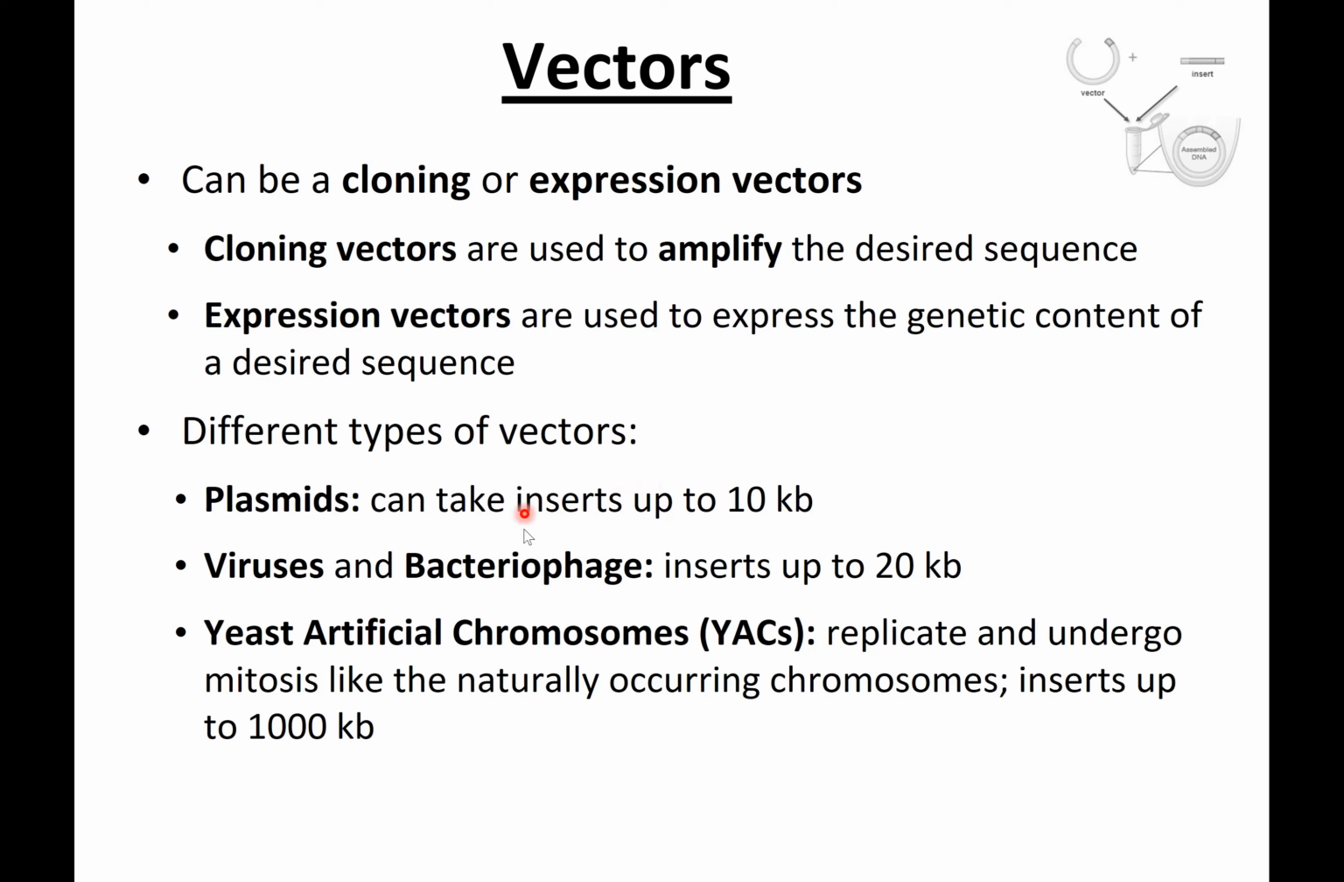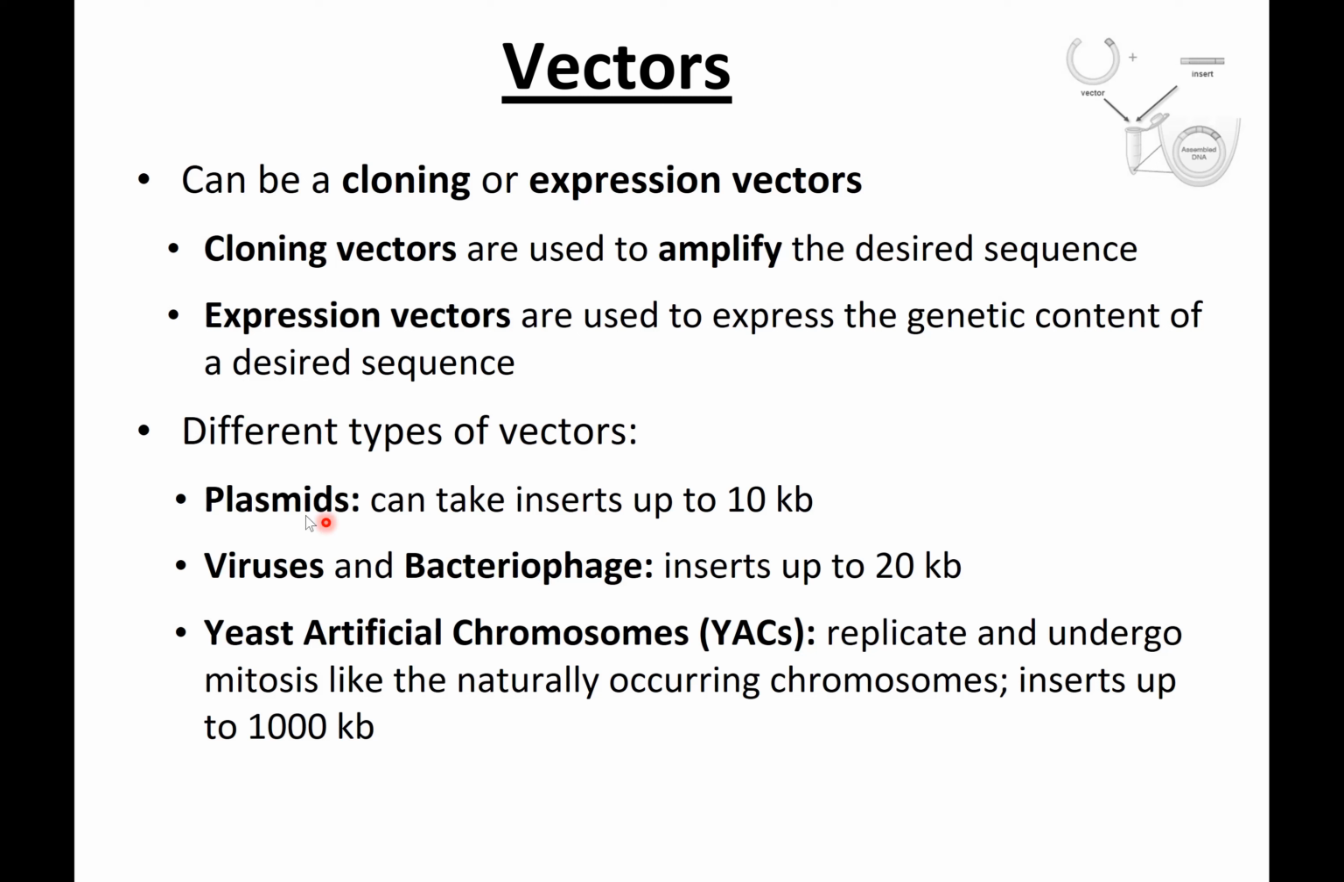So plasmids are circular DNA molecules that are very easy to work with in a lab. They can be amplified very easily, opened up, and so on. However, they have the limitation that they can only take DNA molecules up to about 10 kilobases.